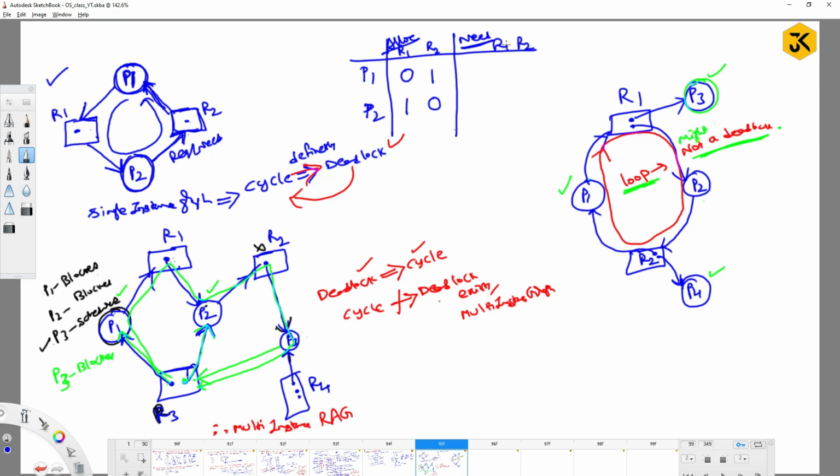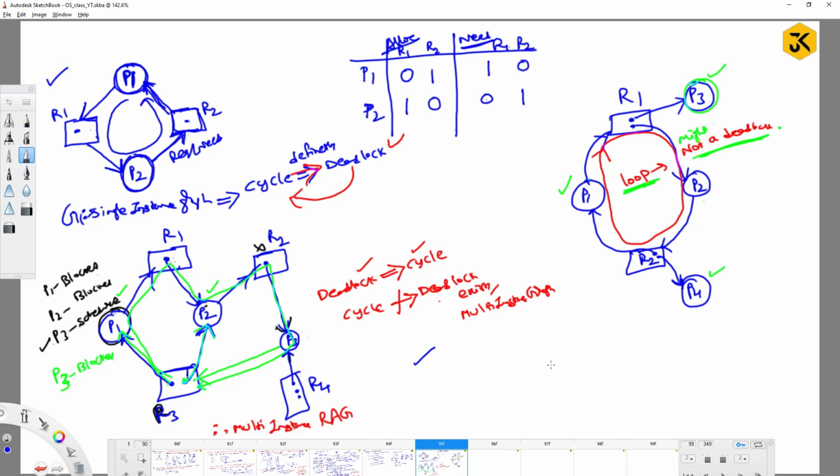Then is P1 requesting R1 or not? Yes, P1 is requesting R1, so that's why I made it 1, and for R2 it is not requested, 0. P2 is requesting R1? No, it is allocated, so that's why 0. P2 is requesting R2. Like this I can represent the table representation for the respective single instance graph. Let's call it G1. Now for G2, can we draw it? Yes, you can draw it by yourself so that you can get a clear understanding.